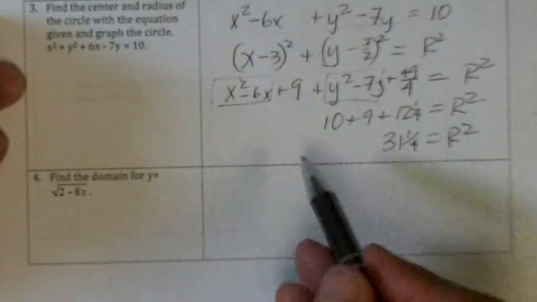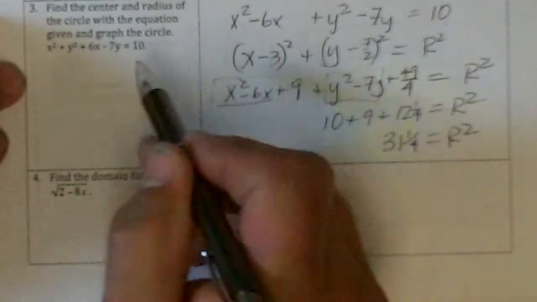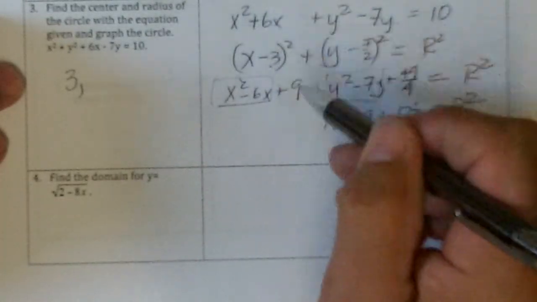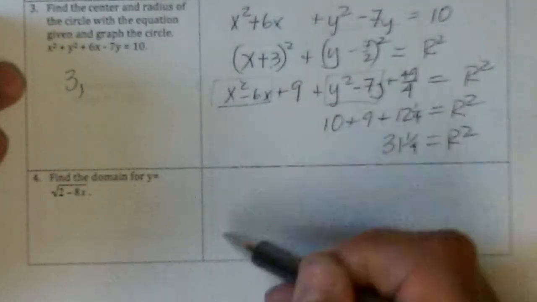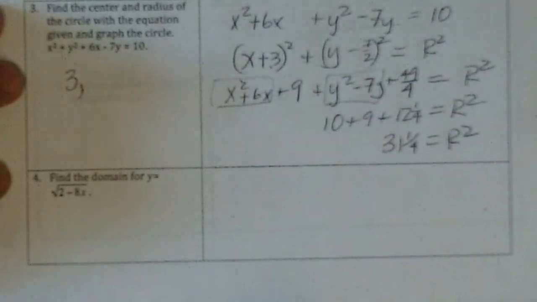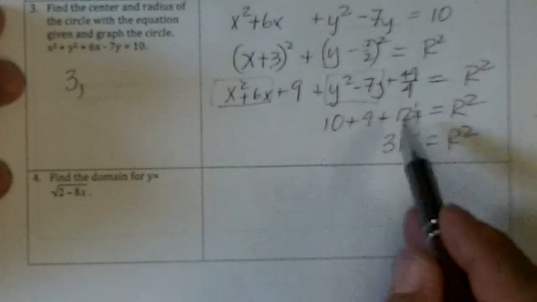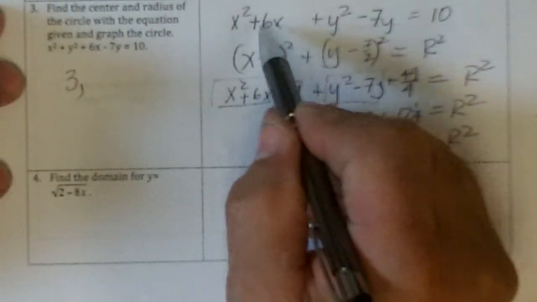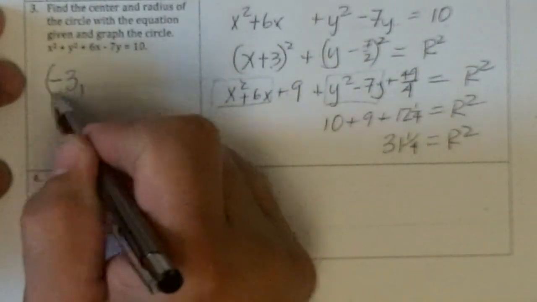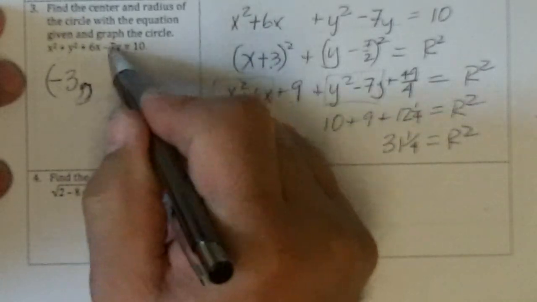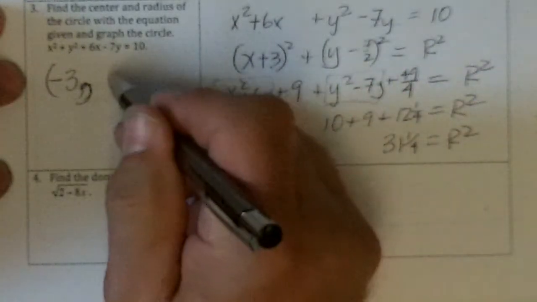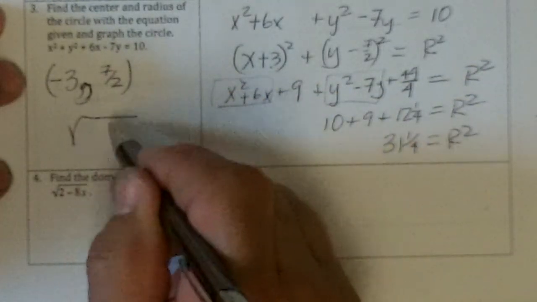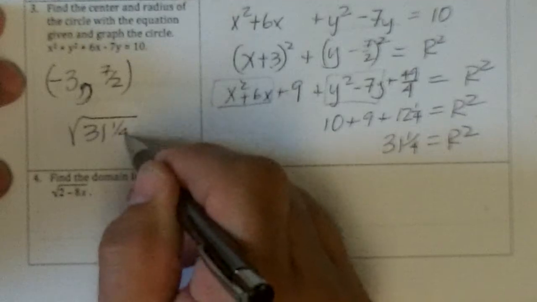So find the center. The center is at 3. Oop, this was plus 6. So that's plus 3. That's plus 6 there. And that doesn't change this, so that's okay. So I've got the center's at minus 3, and the opposite is 7/2, and the radius is the square root of 31 1/4.